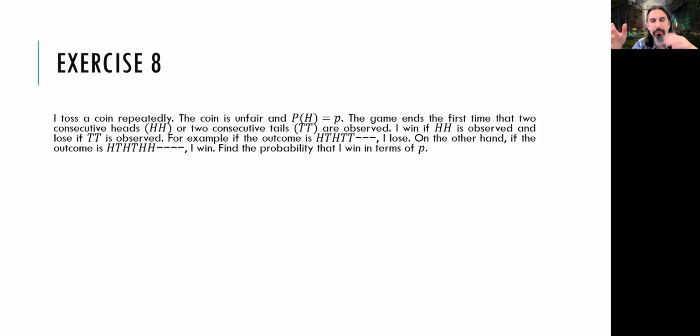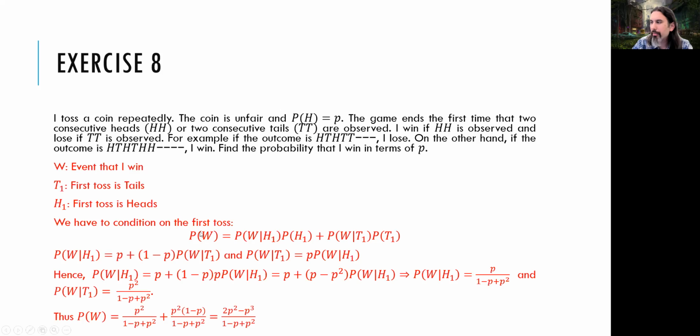There are T2, H2, etc. But the first one is the important one right now. We are looking for the probability that I win, and I'm going to condition on the first toss. So I either have tail or head, doesn't really matter. Now we know that the probability of winning can be conditioned on flipping a head on the first roll or flipping a tail on the first roll. So I can just say that W given H1 times H1, plus W given T1 times T1.